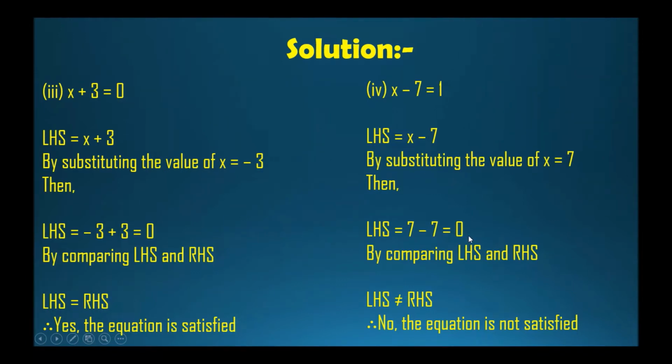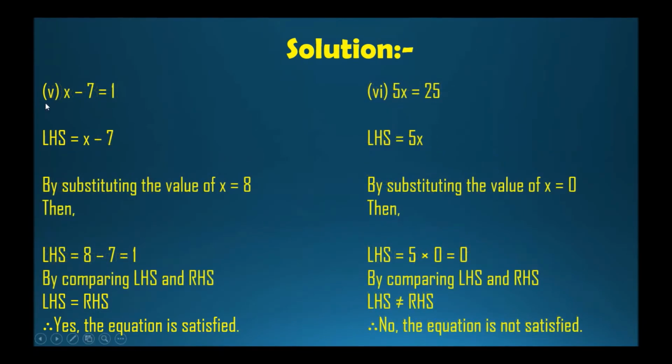Next is x minus 7 equals 1. The value of x is 8. We will put the value, so 8 minus 7 equals 1. By comparing LHS and RHS, we can say that this equation is satisfied.